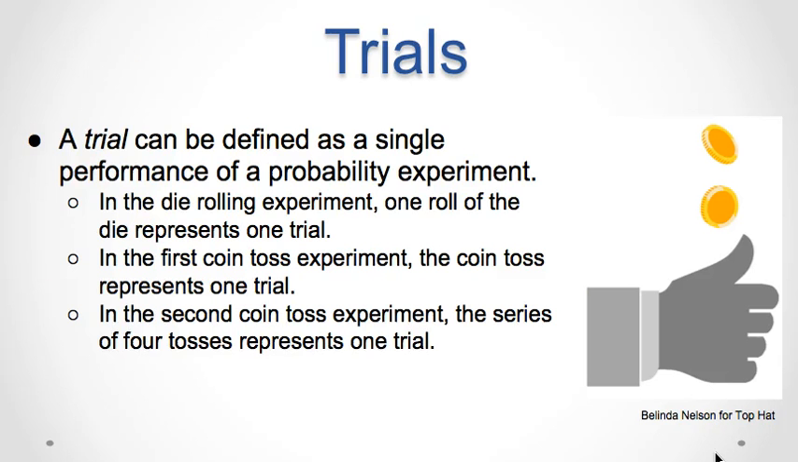We now introduce some terminology to better understand probability. A trial is defined as a single performance of a probability experiment. In the die roll experiment, one roll of the die represents one trial. In the first coin toss experiment, one toss of the coin represents one trial. In the card pick experiment, one pick of the card represents one trial. In the second toss experiment, the series of 4 tosses represents one trial.